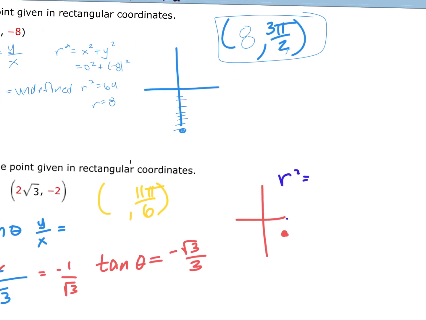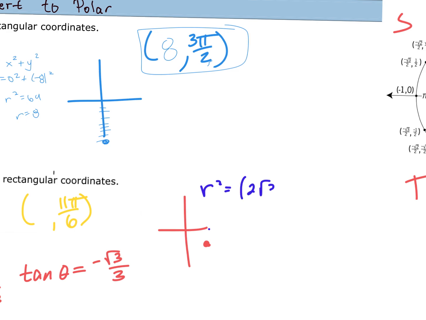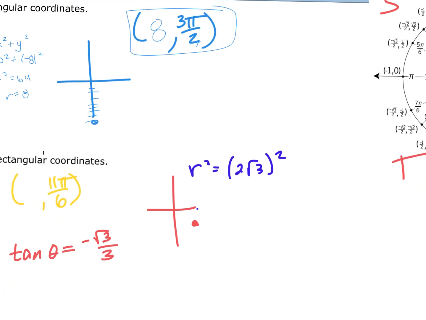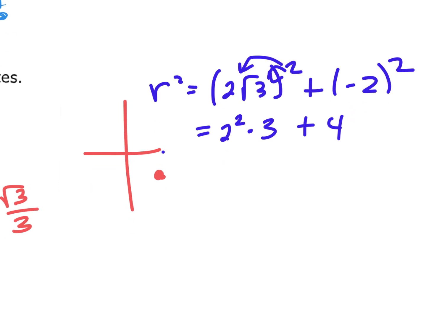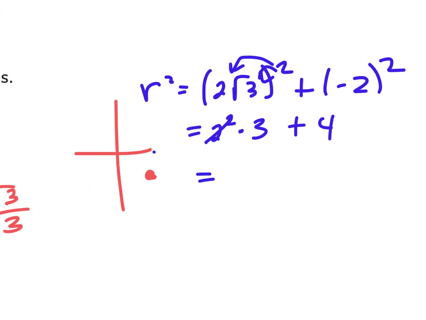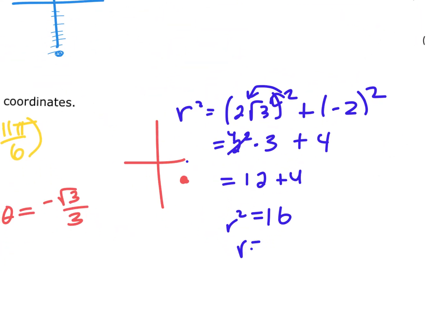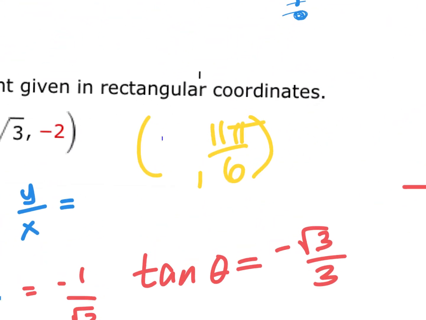Okay, r squared is x squared, so it's 2 square root of 3 squared plus -2 squared. Guys, when you are squaring 2 square roots of 3, where does that 2 go to? To both. Very good. So it's 2 squared times the square root of 3 times the square root of 3, which is 3, plus -2 squared is 4, right? So 2 squared is 4. 4 times 3 is 12. 12 plus 4 is 16. So if r squared is 16, what is your r value? Yep. So your r value here is 4.